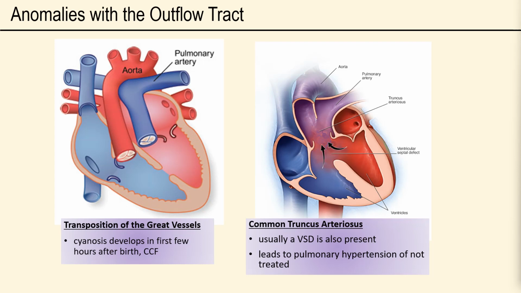Looking at the example on the right, let's think about common truncus arteriosus. This is where there is failure to septate in the outflow tract. This is normally associated with a ventricular septal defect, and therefore there is mixing of blood between the left and the right side of the heart. This mixing of blood will result in cyanosis, as blood is mixed and made its way back to the lungs, but also around the systemic circulation.